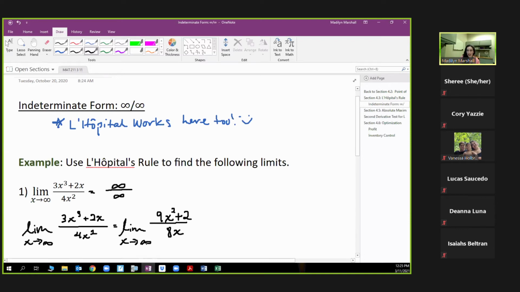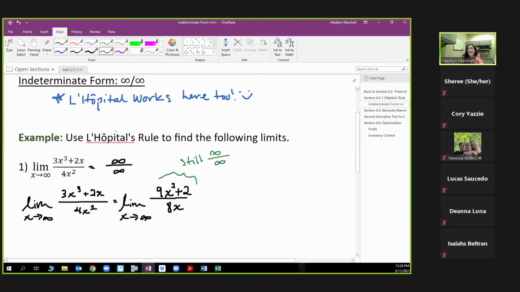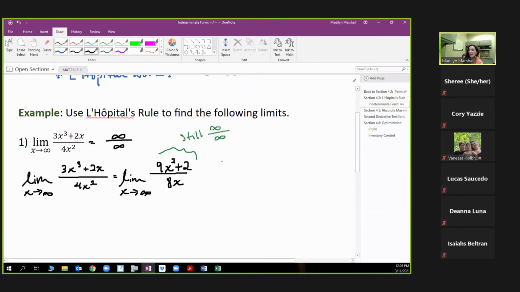So if we think about x going towards infinity again, there's still an x on top. That x squared is still going towards infinity. And the bottom, 8x, is also going towards infinity. So this is still infinity over infinity, because they both have an x that's going towards infinity. So since it's still indeterminate, we can do L'Hopital again.